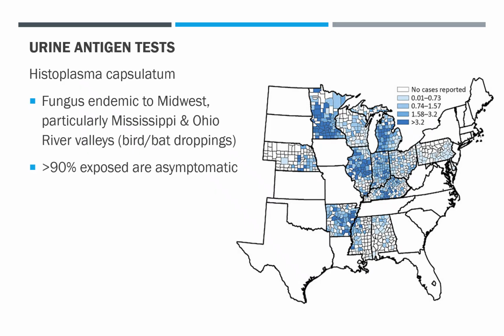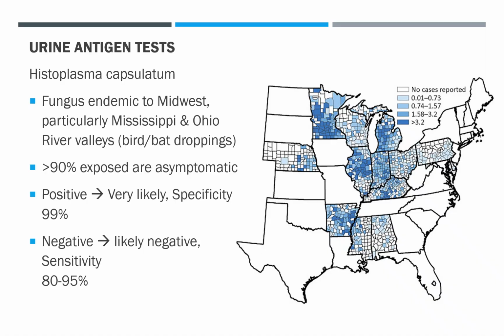It's a super common exposure. Greater than 90% exposed are asymptomatic. So most of the time, most healthy people, their immune system responds to it, and they don't really get sick at all. However, that other percentage of people can get quite sick and get a histoplasma pneumonia. A positive result here again, super high specificity. In this case, it has a very strong sensitivity on negative results as well.